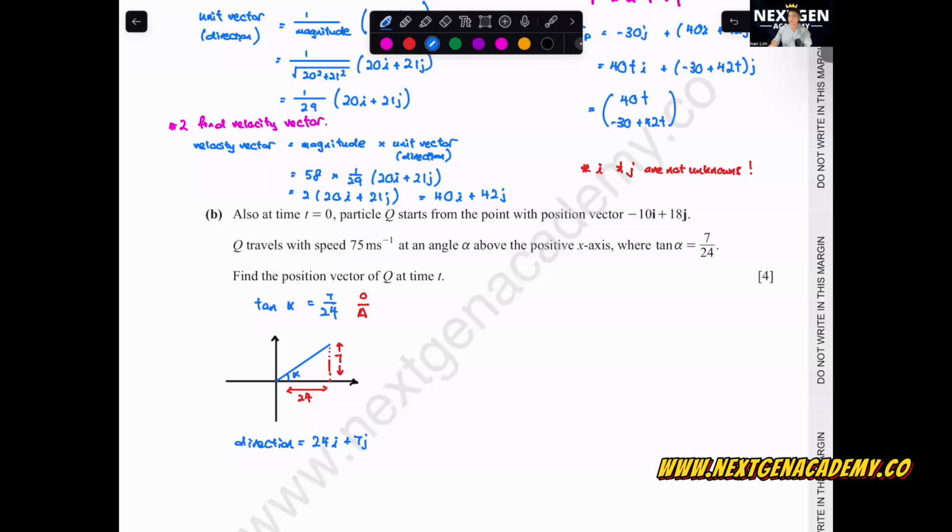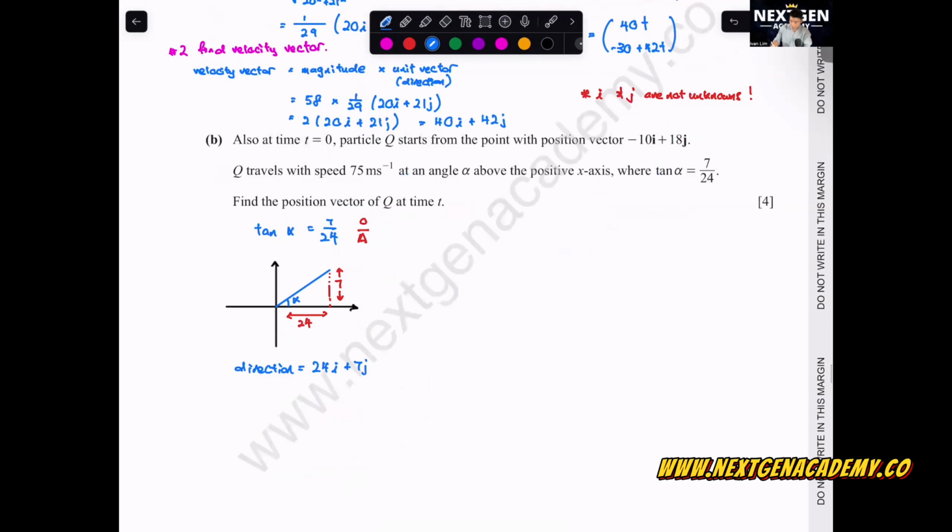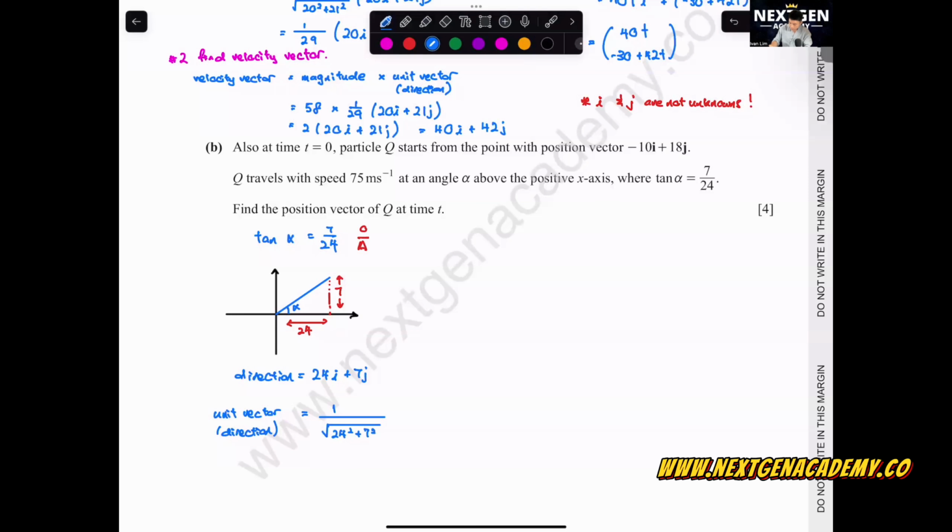This one they don't give you so straightforward. So it's technically the same thing as the above. Okay, so do the same thing. Find the unit vector of the direction first. Unit vector of direction, which is 1 over square root 24 square plus 7 square, times 24i plus 7j. 24 square plus 7 square, this will be 1 over 25, 24i plus 7j.